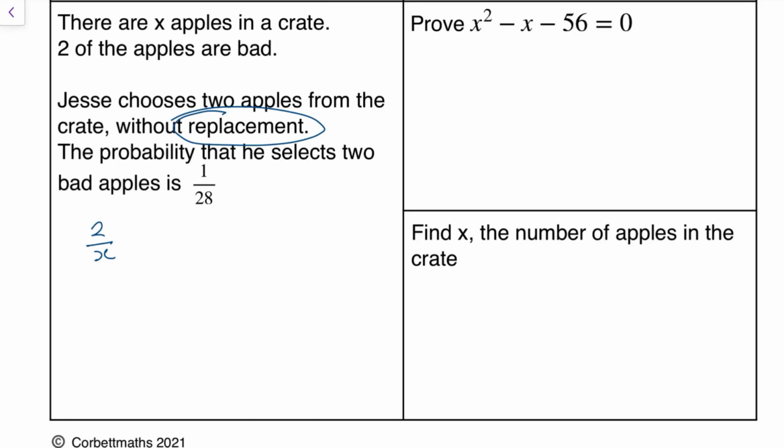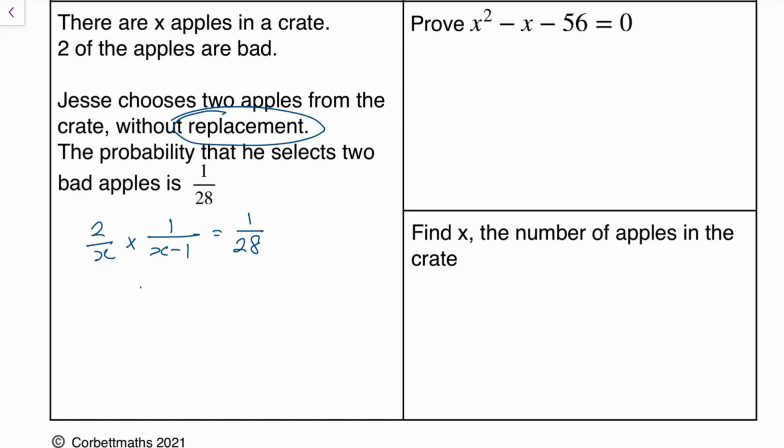So what you need to do here is it's basically a clever conditional probability question. So I'm doing 2 over x times, well, there's 1 less bad apple and there's 1 less apple to choose from. And I know the probability combined is 1 over 28 because the question tells me. Now, I'm trying to prove that this is true. So keep the number 56 and minus 1 in your head, because that's where I want to get to. When you see a 56, you probably know you're on the right route.